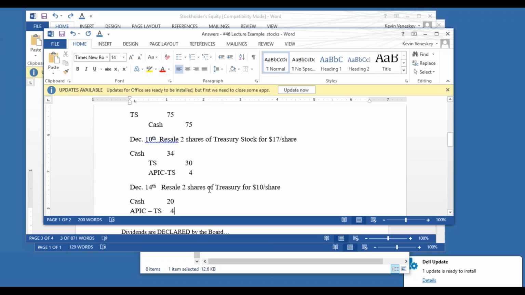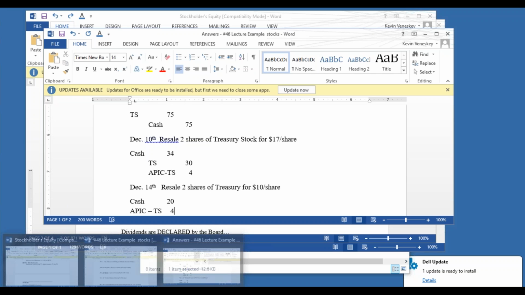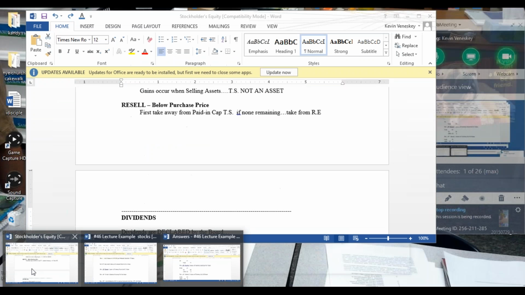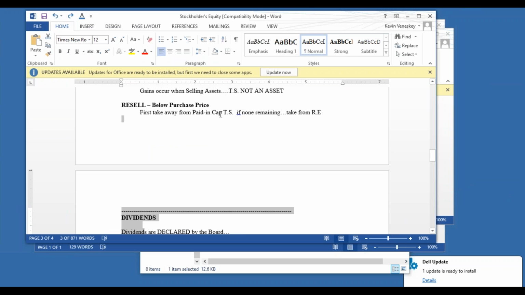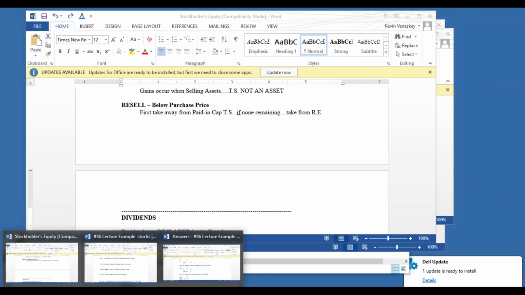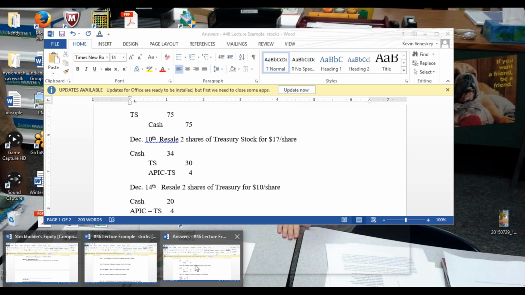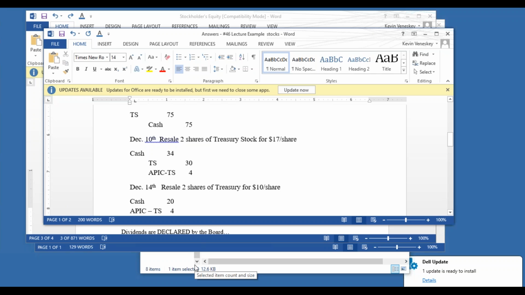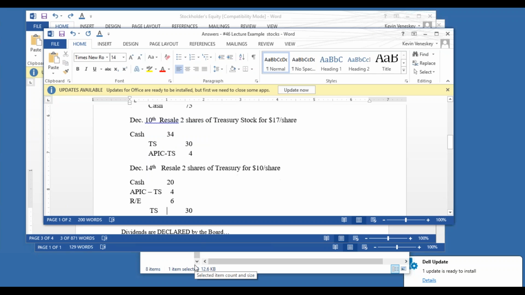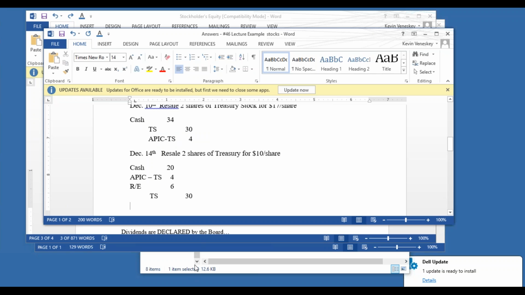And not only did it wipe it out, I have further losses that I still have to account for. And again, if we go back to the notes, if we run out of paid-in capital, this gain account, then I have to go to where I don't want to, but I have to go into my retained earnings and start taking money away there. Think of that as like dipping into your retirement account. You don't want to do that. So I had to dip into retained earnings for that additional $6.